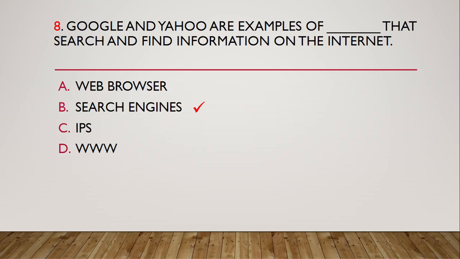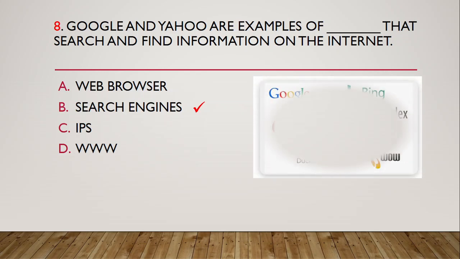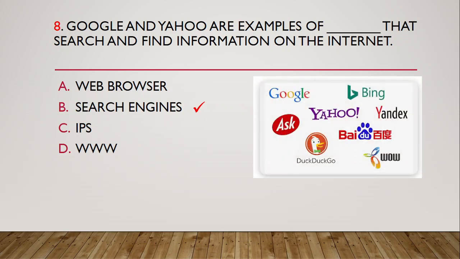So the search engine is actually a program that is going to search for the information about computers on the internet. So it is going to search for all the websites on the web that contain information about computers, and it is going to display them on the web page. Okay, so the program that will actually search and find information on the internet is known as a search engine. So examples of search engines are Google, Yahoo, Ask, Bing, Yandex, and so forth.